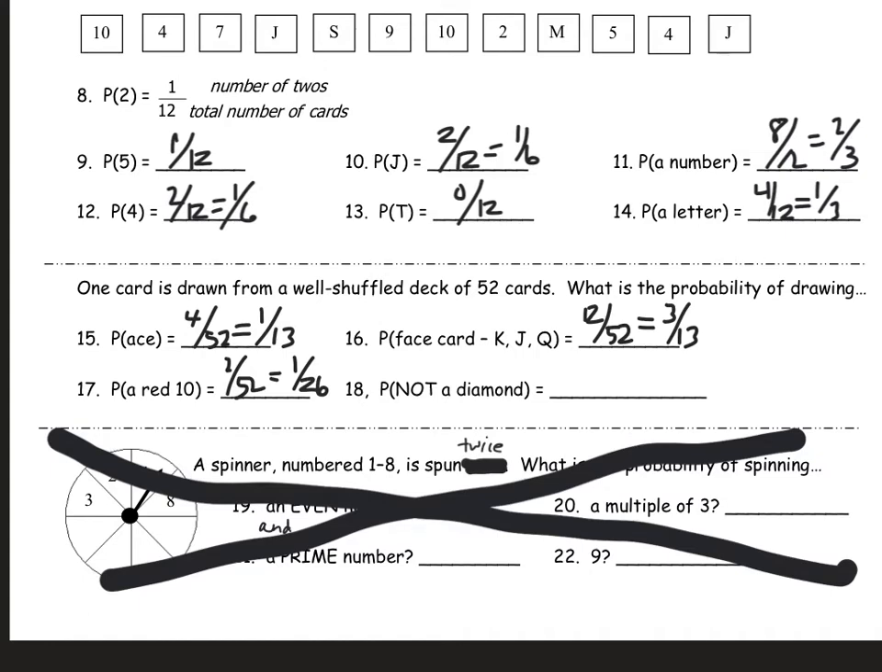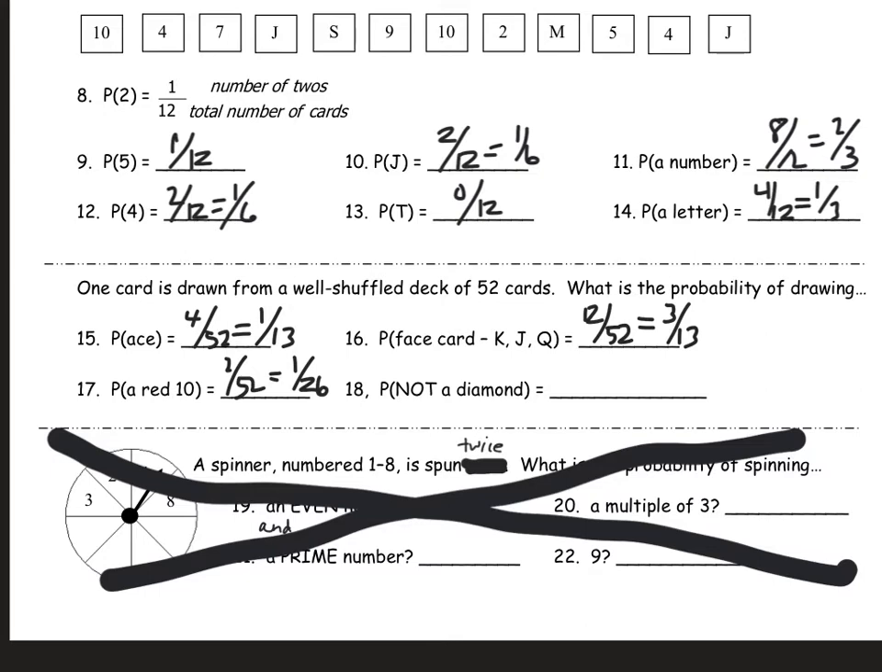All right, number 18. The probability that you are not a diamond. Okay, so now, what's the probability of you being a diamond? Well, how many diamonds are there in the deck? There's 13 total diamonds in the deck. There's 13 of each suit.